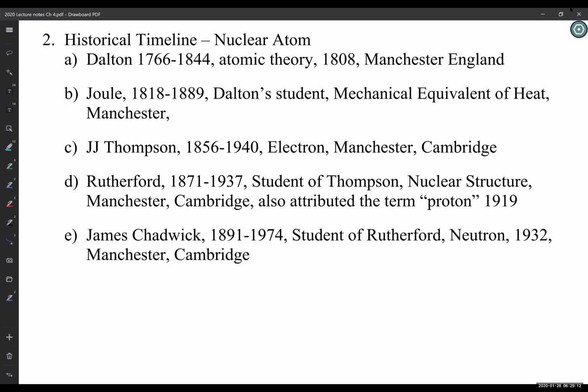And then Rutherford is one of Thomson's students, and we'll talk about his experiment. His is one of the few experiments that I want you to remember, so we'll go over that in some detail. But Rutherford's the guy who figured out there was a nucleus, and he did it even though his boss, who was Thomson, didn't believe that's the way it was.